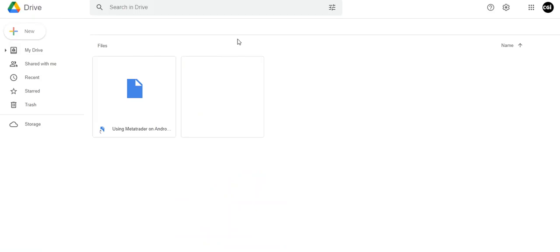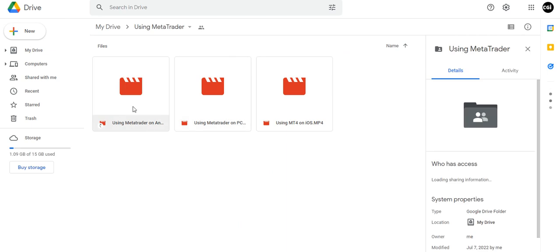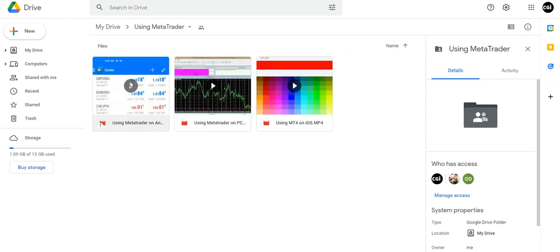If you click on the folder now and you open it, you will see three different videos. Using MetaTrader on Android is the first video. Then using MetaTrader on PC, that is your computer, second video. I don't have a Mac, so I don't have a video for MacBook here, but I'm expecting that MacBook will be very, very similar to Windows PC. And then we have using MetaTrader on iOS. So this is for iPhones here. Everything that you guys need is here in this resources folder.